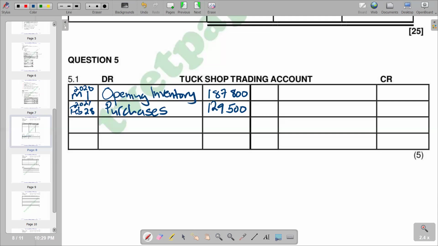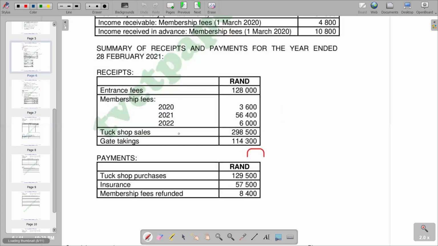So basically, this is what we have in terms of our purchases. On the credit side, remember, that's where we are going to have your sales, and it will be now at the end of the period, which is 28 February 2021. And we are saying that's where we have our sales.